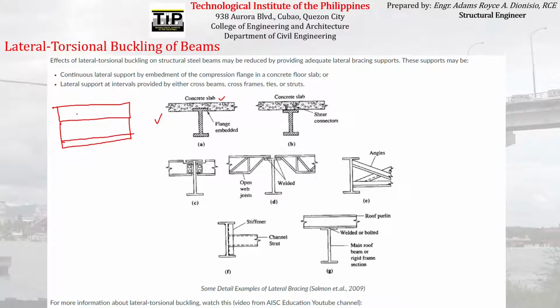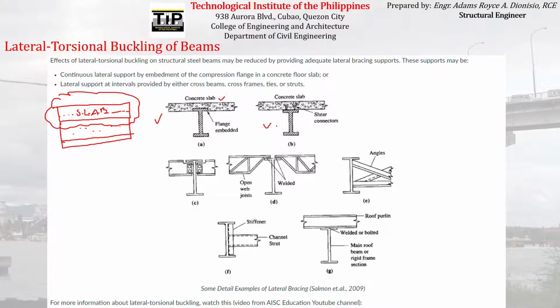Okay, so this is the top slab. The top flange is actually embedded inside it. So this is the top flange, and then this is the bottom flange, and this is the web. Okay, so you can see here at the top flange, lateral support is provided by the slab all throughout the length of the beam.